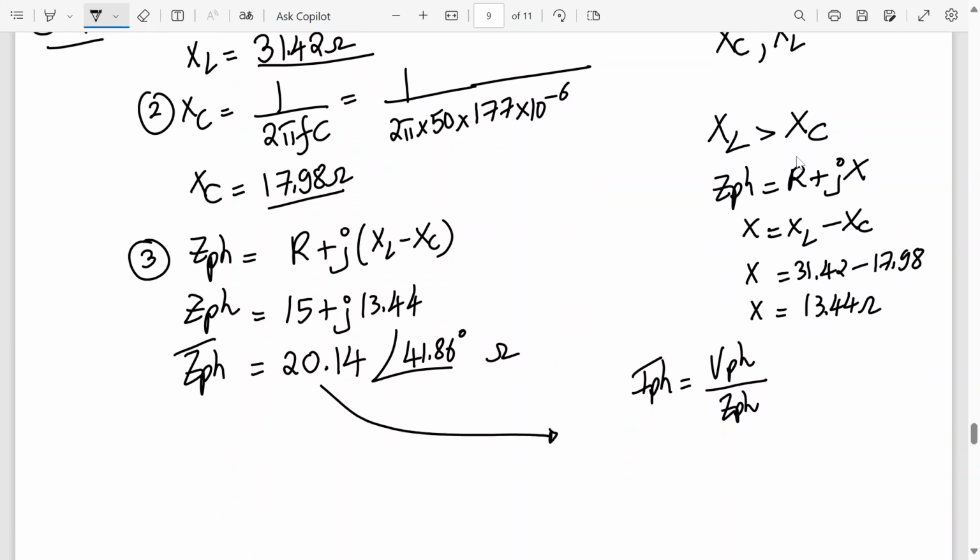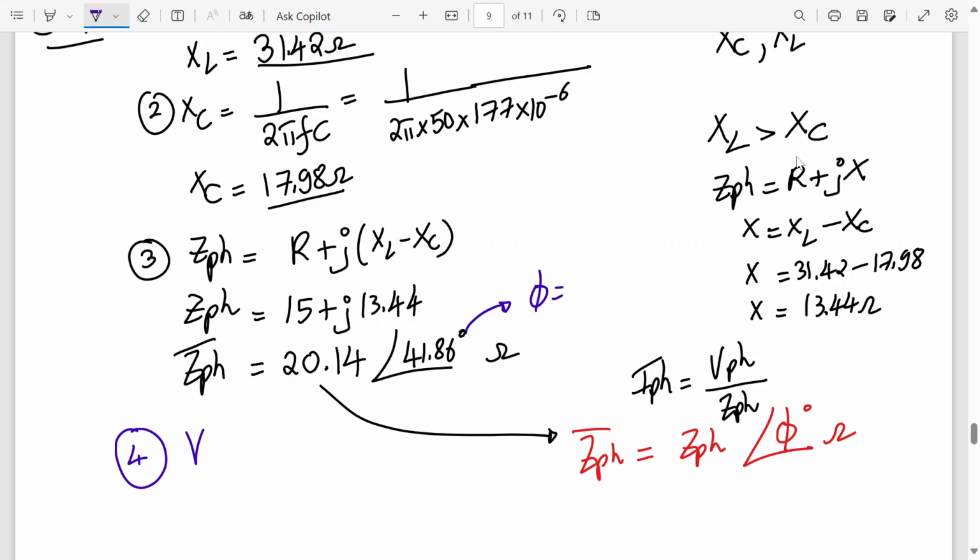Which form is that? This is the total Z phase. Z phase is Z phase in polar at an angle of phi. This is the RMS value. Now we'll calculate V phase. So what phi did we get? 41.86. So this is the angle which we got.